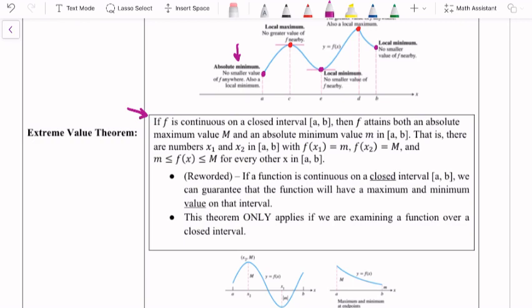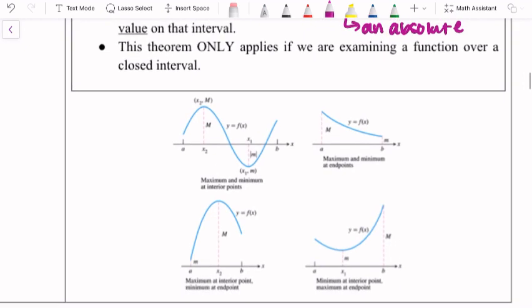Okay, so reworded, the extreme value theorem says that if a function is continuous on a closed interval AB, then we can guarantee that the function will have a maximum and minimum value on the interval. And actually, I want to add to this, I want to say that it will have an absolute maximum and minimum. Okay, and so we can see this here. If we're on a closed interval, yes, we might go up and down, but we're guaranteed to have an absolute highest point and an absolute lowest point. Here's our absolute highest point, here's our absolute lowest. We can see this here too, our absolute highest point and absolute lowest point.